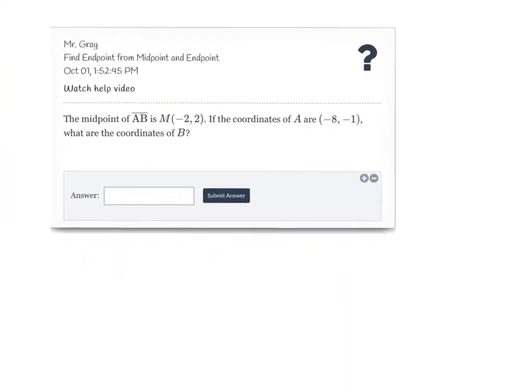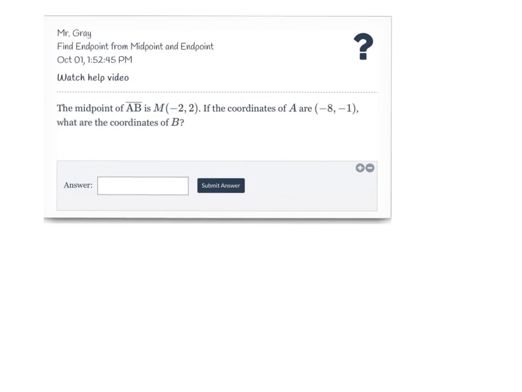All right. Same type of problem. The midpoint of segment AB is M. M is at (-2, -2). If the coordinates of A are (-8, -1), what are the coordinates of B? Well, let's do the same thing as last time. Start out by drawing a segment. Give it a midpoint. We'll call the endpoints A and B, and the midpoint M.